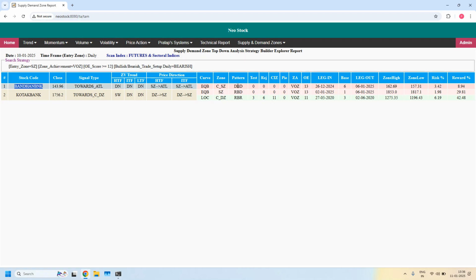That means all the daily demand zones are violated. No more daily demand zones available for Bandhan Bank so far, unless institutions create new demand zones in the coming days.